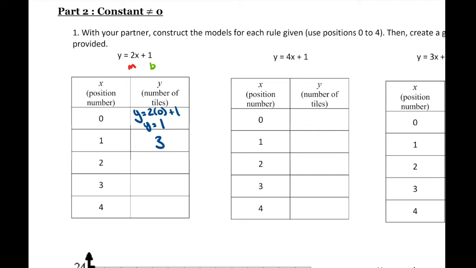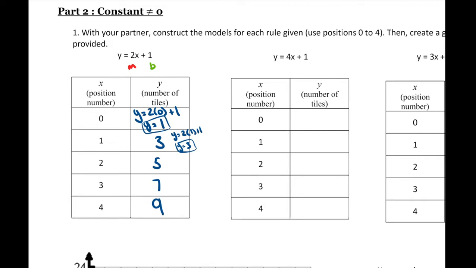And again, you could also double check that by plugging in y equals 2 times 1 plus 1, and you get y equals 3. So again, different ways you can figure it out or reason through it. Position 2, again, we increase by 2 again, or you could plug into the equation and solve. Position 3 would be 7, and then 9. So that's our first rule.